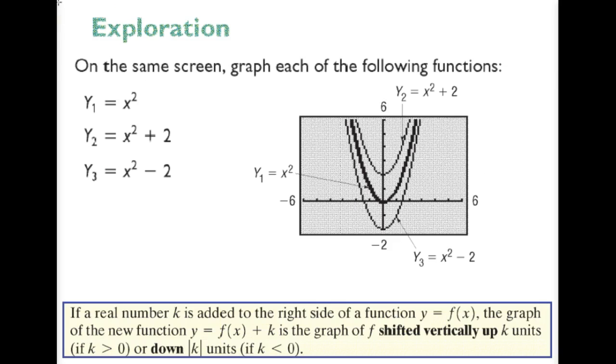If we were to look at an example of a vertical shift up and a vertical shift down at the same time on our calculators, this is what it would look like. The dark function that you see here is the basic x squared function, whereas the function below is x squared minus 2 and the function on top is x squared plus 2.